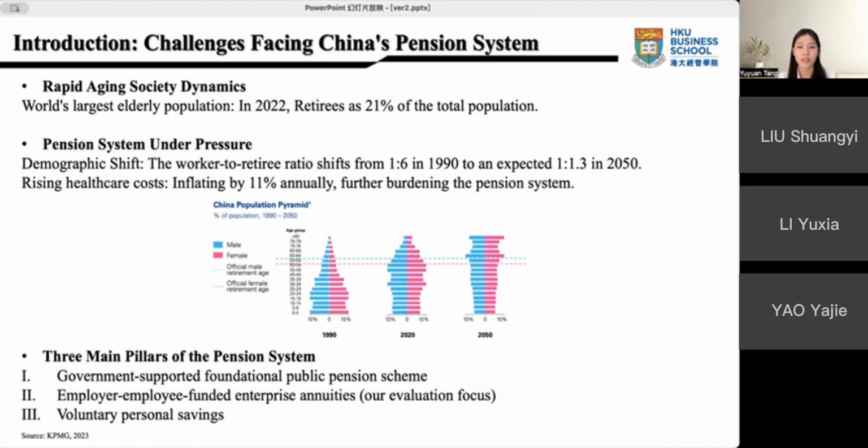Starting with the introduction: challenges facing China's pension system. China is entering a rapidly aging society with the world's largest elderly population. Its pension system is under great pressure, with a narrowing gap between the workforce and retirees, along with increasing healthcare cost issues. From this figure, we can observe the proportion changes in the workforce demographic, with a growing elderly population in the future. Then let's briefly explain the concept of the 3 pillars of the pension system. In short, they are public pensions, enterprise annuities, and personal savings.